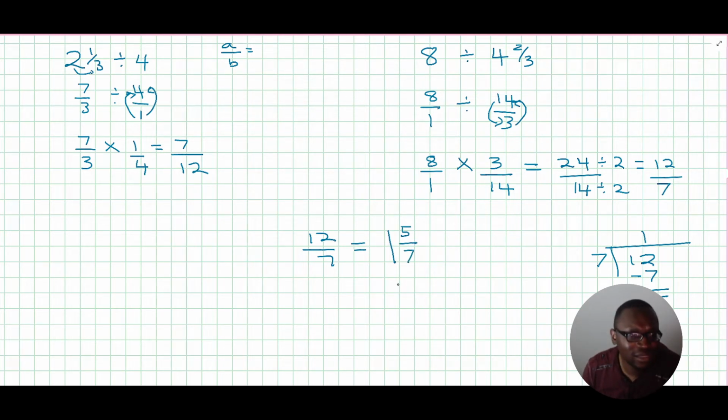So I hope this helps with division of fractions. There are a lot of other questions we could have done, but I think this should give you a good head start with dividing fractions. If you have any more questions about this, please feel free to ask. I don't mind going over it again.